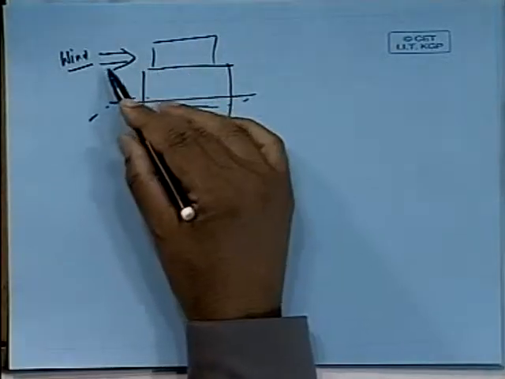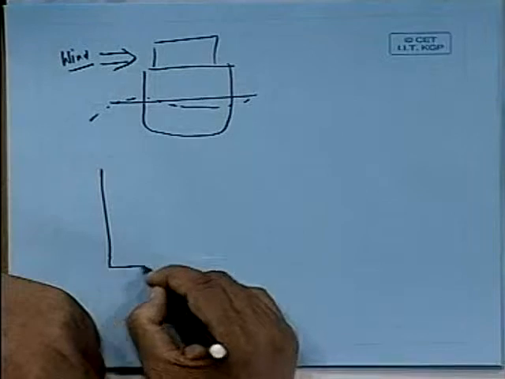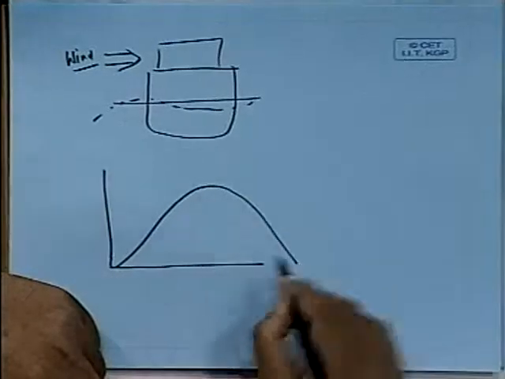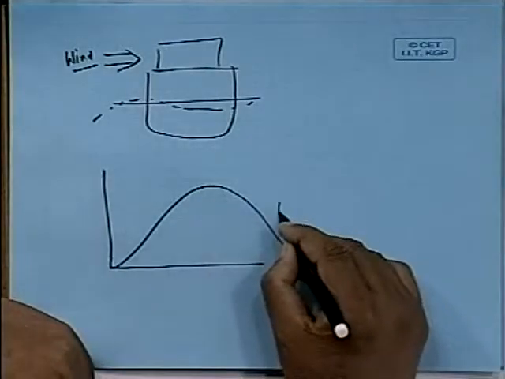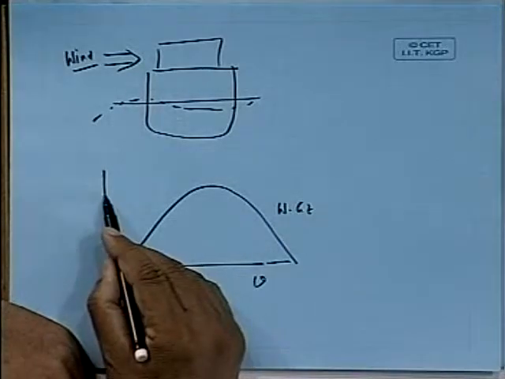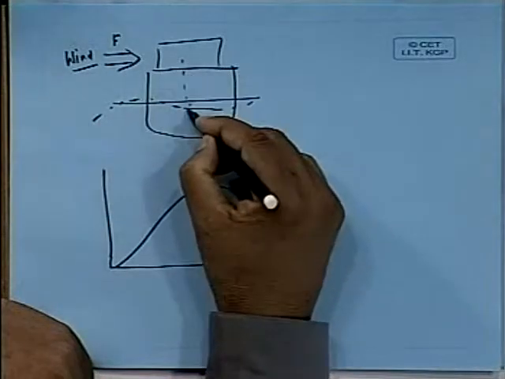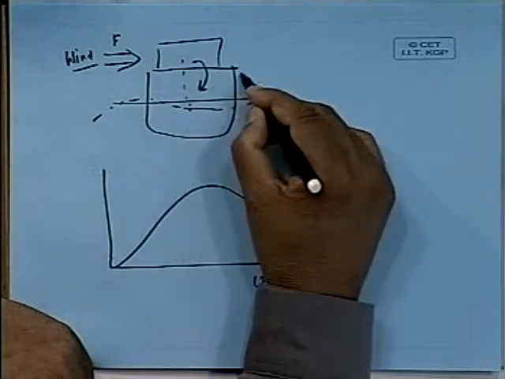Now, what happens? Suppose suddenly there is a wind that is applied. So, what would happen? See here, this is my restoring moment, say W into G, restoring moment here versus theta. Now let us say there is a wind heeling moment. There is a wind force here and the ship will turn about some point, so there will be a wind heeling moment.